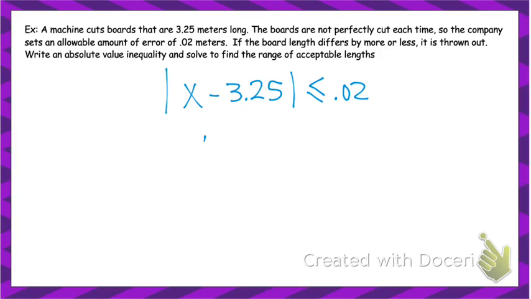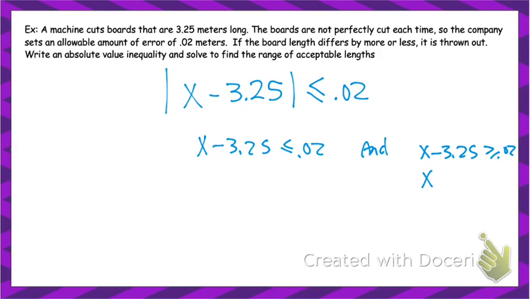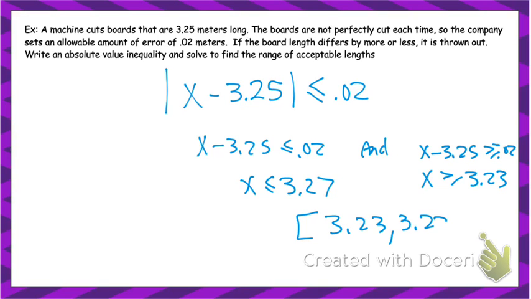Now our solutions here, if I would actually work this out, or what you would expect them to be, this would be a less than, so it's an and: x minus 3.25 is greater than or equal to negative 0.02. So I'm looking for where x is greater than or equal to 3.23. And I'm looking for where x is less than or equal to 3.27. The overlap of those two things is from 3.23 to 3.27.